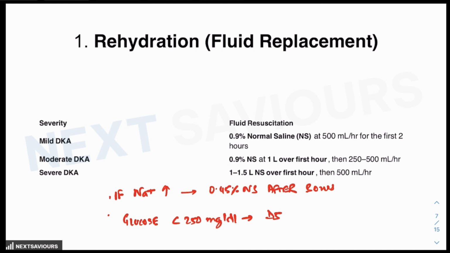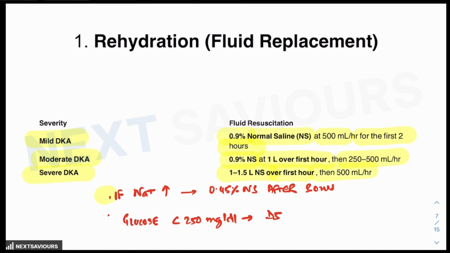If the patient is suffering from mild diabetic ketoacidosis, then 0.9% normal saline at 500 ml per hour for the first 2 hours. This is how you have to initiate it. For moderate, it has to be 0.9% NS in the first hour, and then continue with 250 to 500 ml per hour. And for severe diabetic ketoacidosis, it has to be 1 to 1.5 liter of 0.9% NS over the first hour, and then 500 ml per hour.